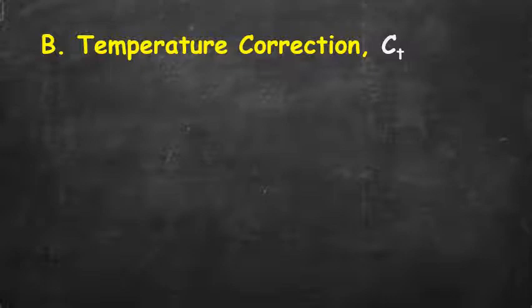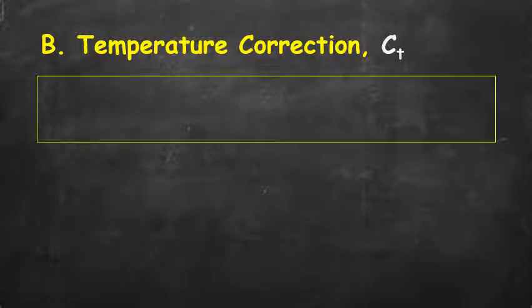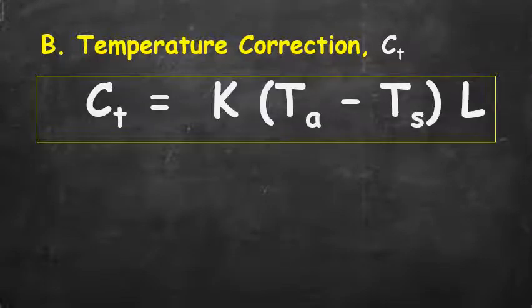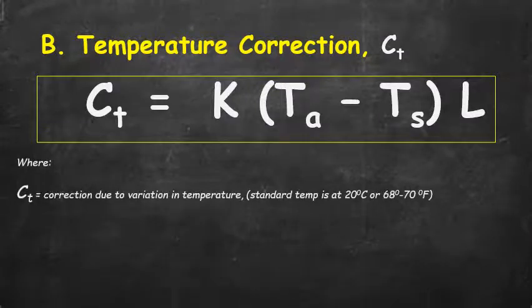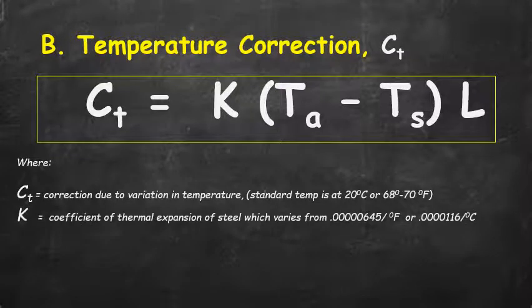So here's the formula to compute the correction due to temperature. We have CT equals K times (TA minus TS) times the length. Ito yung length na ating imemeasure, where yung ating C sub T, that is the correction due to the variation in temperature. So yung standard temperature usually goes around 20 degrees Celsius or 68 to 70 degrees Fahrenheit. The coefficient of thermal expansion ng steel, usually around this value.